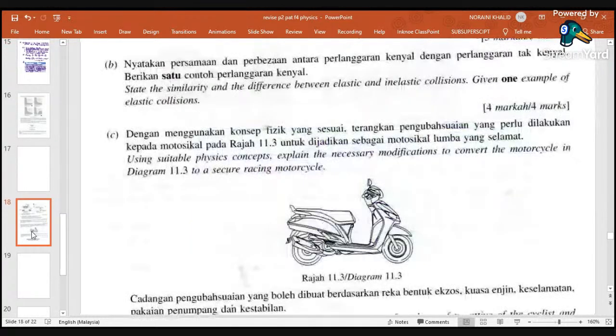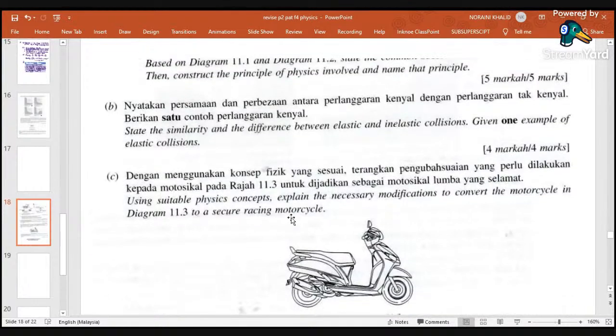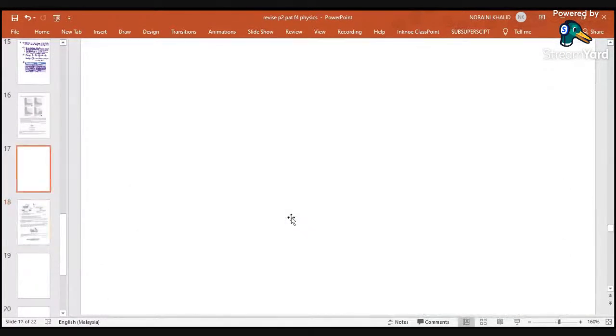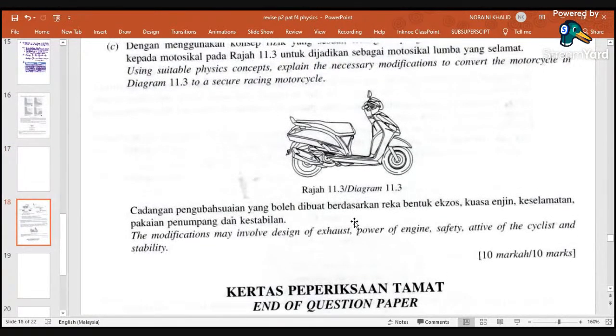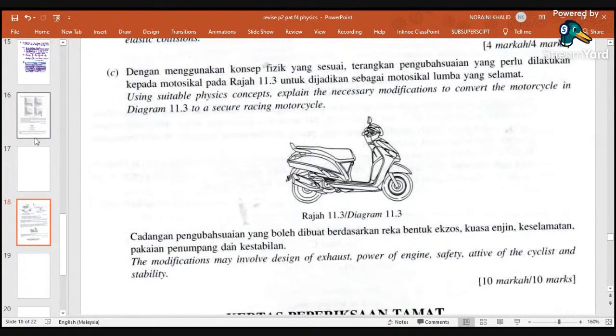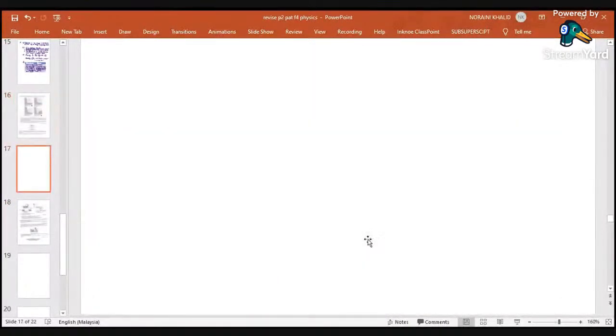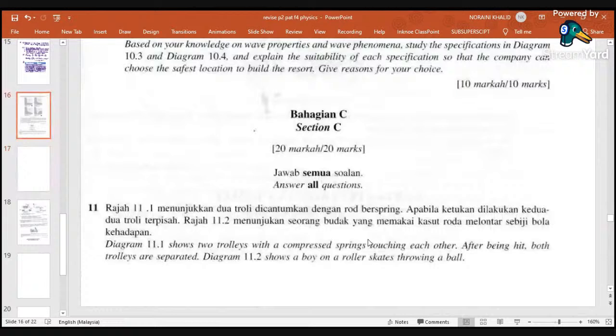Now we look at number 11, Section C. Given only one question, so you have no choice. You need to answer that question. Section C, 20 marks also.